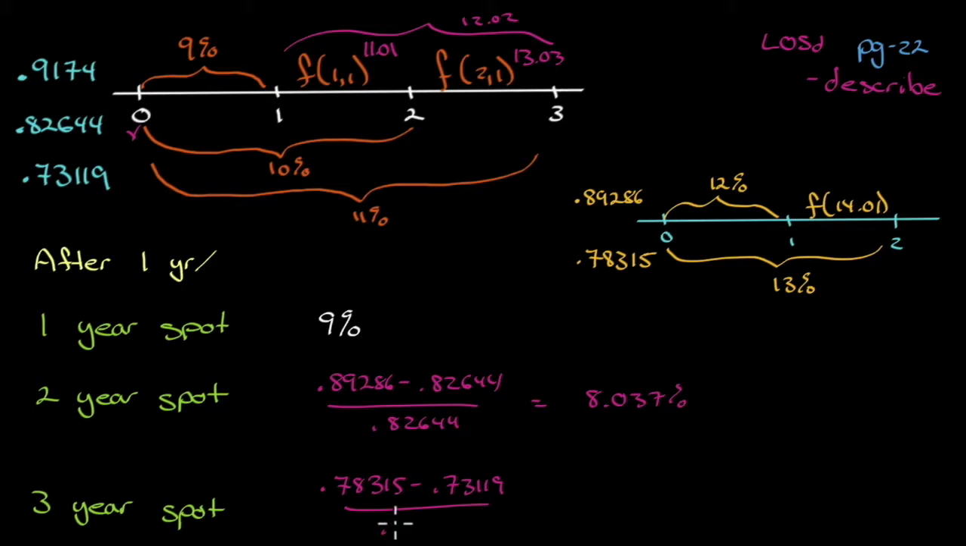0.73119 over 0.73119. That gives us 7.106%. Well, we would have done better by just buying the 1 year spot. Let's bring it all together now.